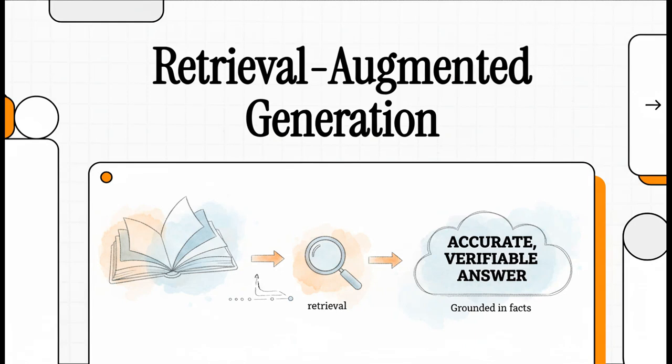All right, let's dive into one of the coolest, most useful techniques in AI today. We're talking about Retrieval-Augmented Generation, or as everyone calls it, RAG. This is the tech that's making AI way more accurate and trustworthy. So stick around, because you're going to want to know how this works.